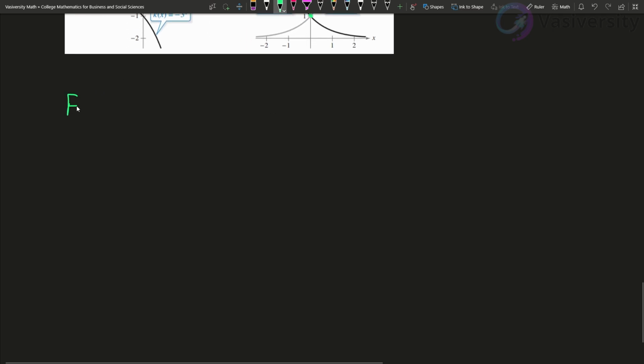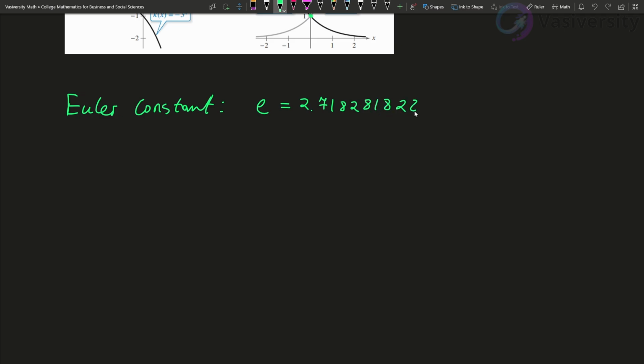So the Euler constant is a very important mathematical constant, right? Which we learn in algebra and the beginning of calculus, which is e, and it's equal to 2.71828. Okay, and essentially, it's an irrational number. We cannot express it as a fraction, but it has its own notation here, and it is a very, very special number.